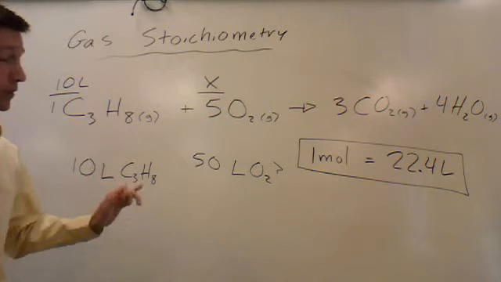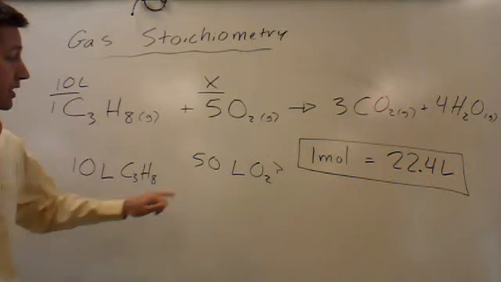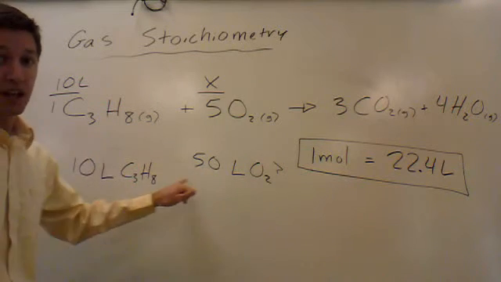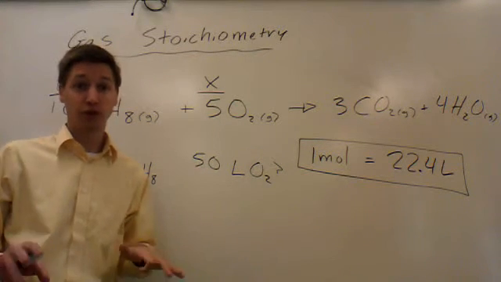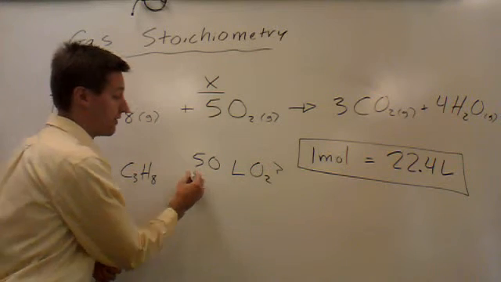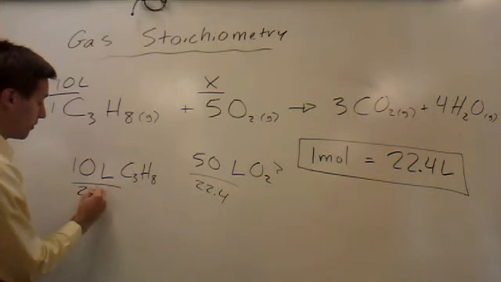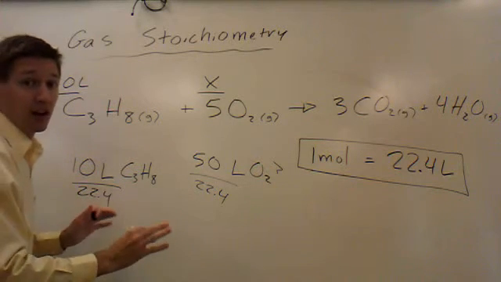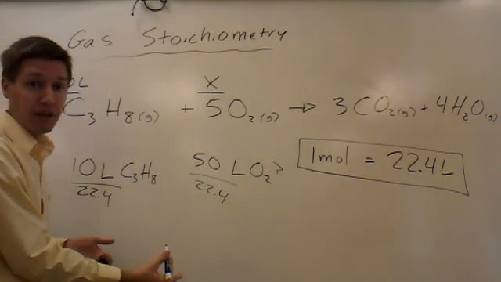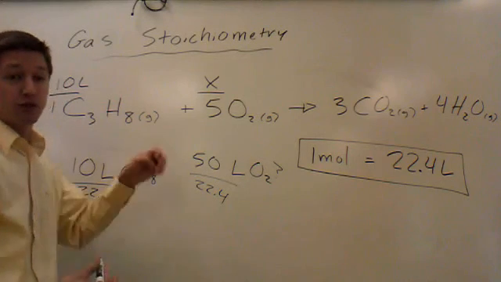So basically, when you do gas stoichiometry problems, just remember that the volumes are proportional to moles. We could turn them into moles by dividing both of these by 22.4, and that would get you how many moles you have, but ultimately, since you're dividing by the same number, the ratio stays the same, so you can just use the volumes.